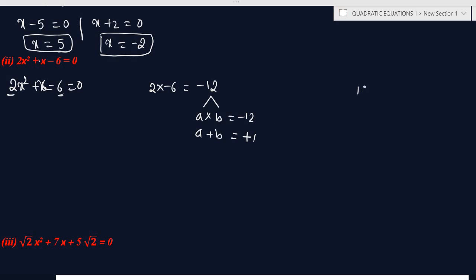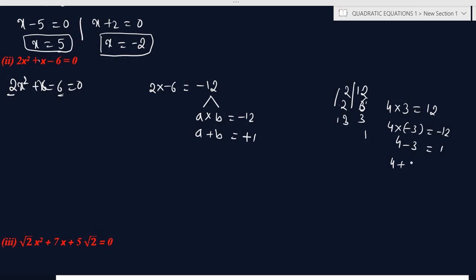See here, let us take the factors of 12. 2 ones are 2, 2 sixes are 12, 3 twos are 6, 3 fours are 12. But 4 into 3 gives 12, and 4 into minus 3 gives minus 12. 4 minus 3 is equal to 1, that is 4 plus minus 3. When we add them, we are getting plus 1, right? So here plus x is this: 2x square plus 4x minus 3x minus 6 is equal to 0.